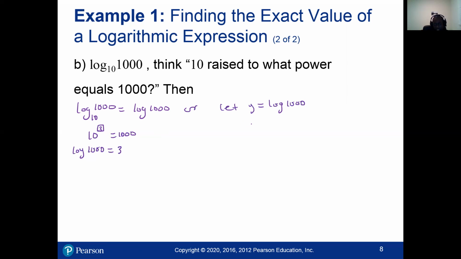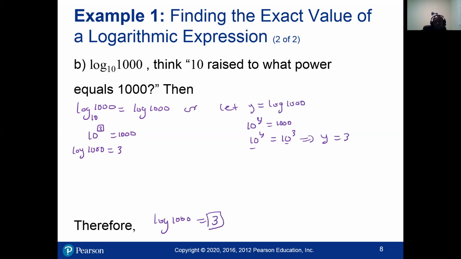Then we write it as an exponential and solve this equation. You have 10 raised to y is equal to 1000. The right hand side we can write as 10 to the third, and then 10 to the y. Since the bases are the same, y is equal to 3. Therefore, the log of 1000 base 10 is equal to 3 as your answer.